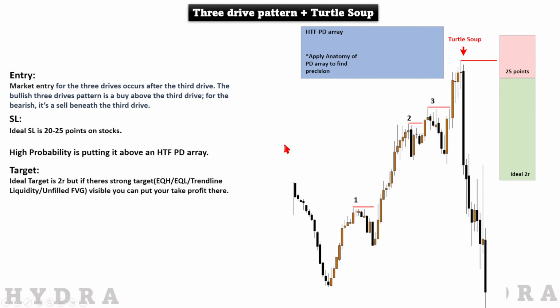Now let's see a little bit more, and how we will take our entry and manage our stop loss with this model. So our market entry for the 3-drive pattern occurs after the third drive. This is our third drive, this is our first swing high, this is our second swing high, this is our third swing high, and this is the fourth one that hit the higher time frame PDR. We will apply this concept with the ICT concept to give us extra confirmation.